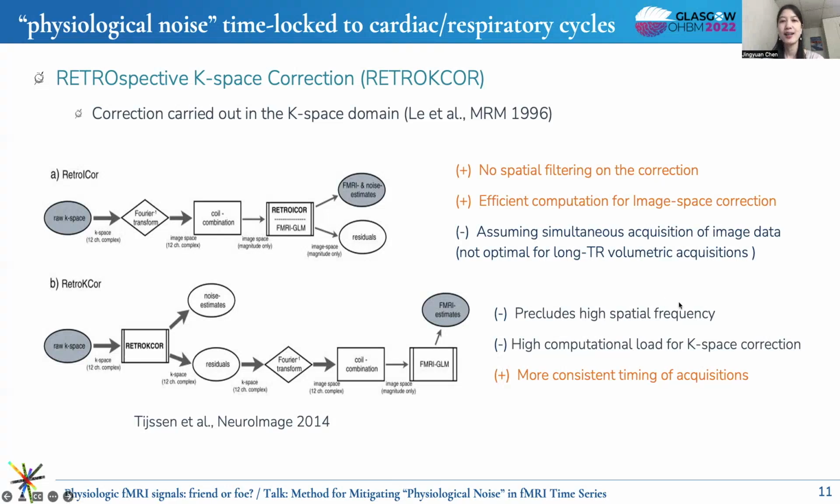computational loads. However, there have been some arguments stating that for those long TR volumetric acquisitions, where the inherent assumption of simultaneous acquisition and image RETROICOR is violated, RETROKCOR could be something to consider.